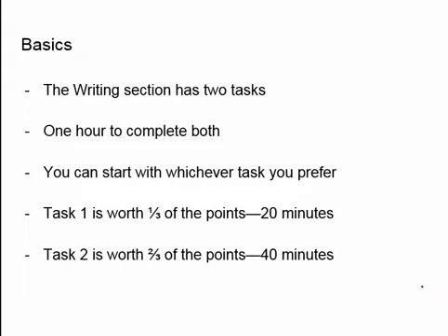Task 1 is worth 1/3 and it's a shorter task, and task 2 is worth 2/3 of your writing score, and it is worth more points. So you can imagine you should spend a much shorter time on task 1 than you do on task 2. Most people spend 20 minutes on the first task and 40 minutes on the second task.